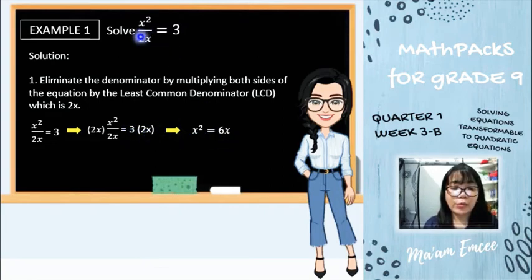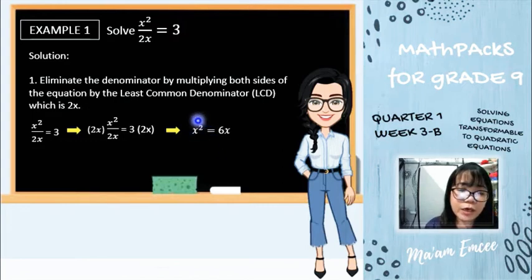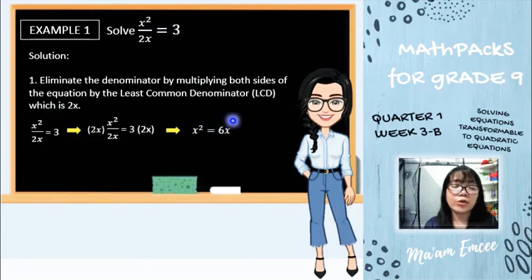So now we have our quadratic equation, x squared is equal to 6x. So how do we know that this is a quadratic equation? Obviously, because the highest exponent of our variable x is equal to 2. Or our equation is in second degree. So this equation is a quadratic equation, but this is not yet in standard form. So the next thing that we need to do is to express this equation into standard form.